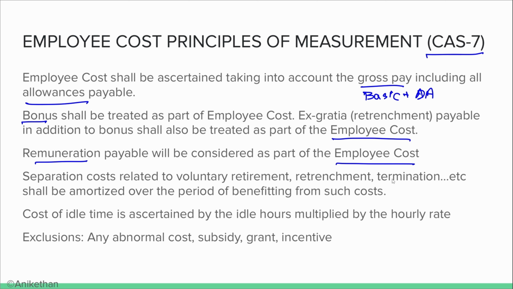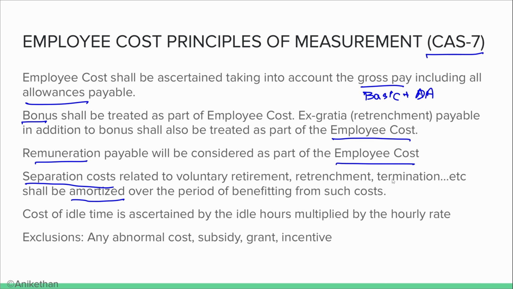Next point is separation cost. Separation cost means in some companies there will be a voluntary retirement scheme, so the company will give a huge amount for people of 50 and above ages to retire voluntarily. So they have to pay this huge amount. How will that be considered in employee cost? It shall be amortized over the period of benefiting from such cost.